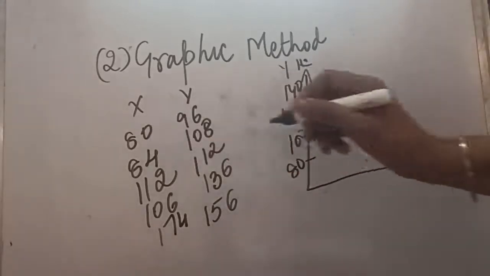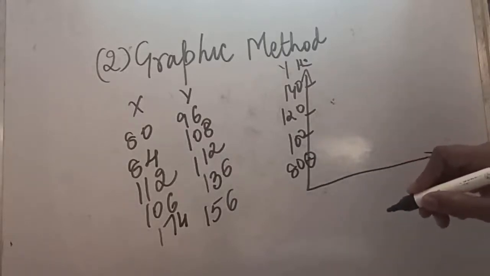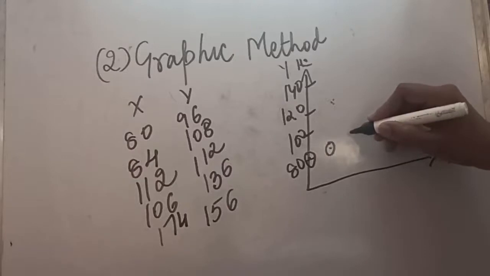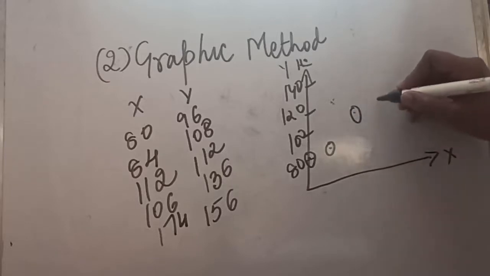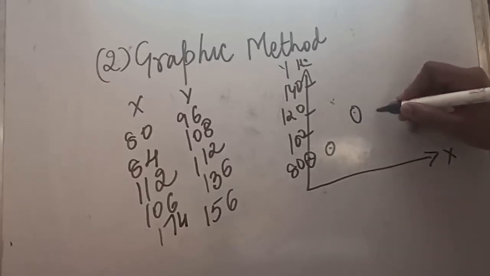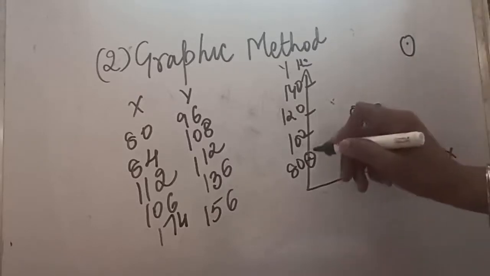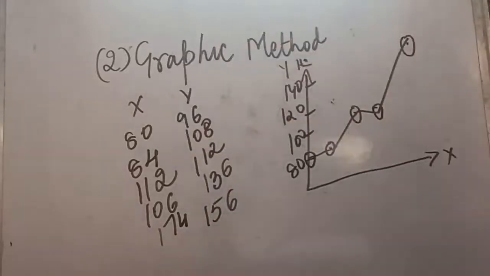At the first value X is 80, so this will be here. Then next is 84, so we can say it will be a little up. Then next is 112, again it will be here somewhere. And then it is 106, it will come down. Then 174, it will go up. Like this we will join these points. This is the data of X.